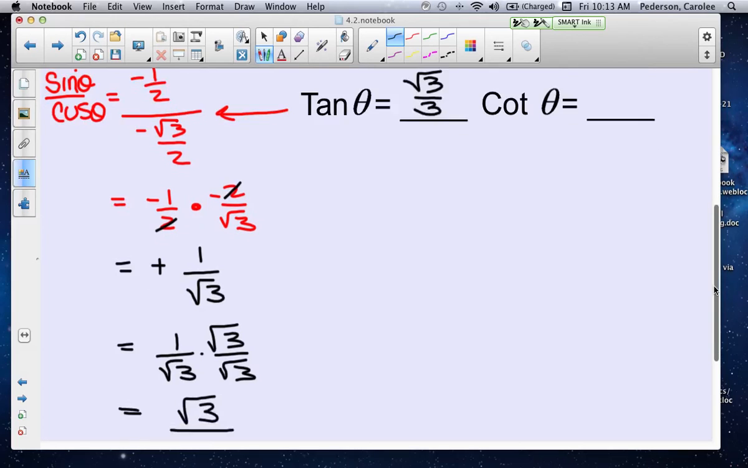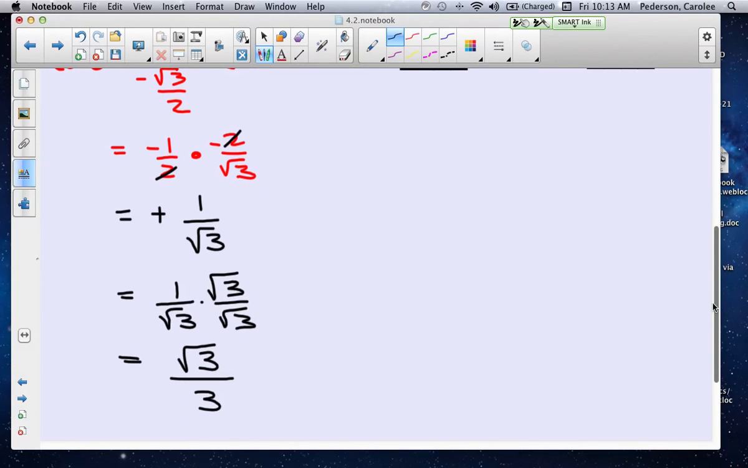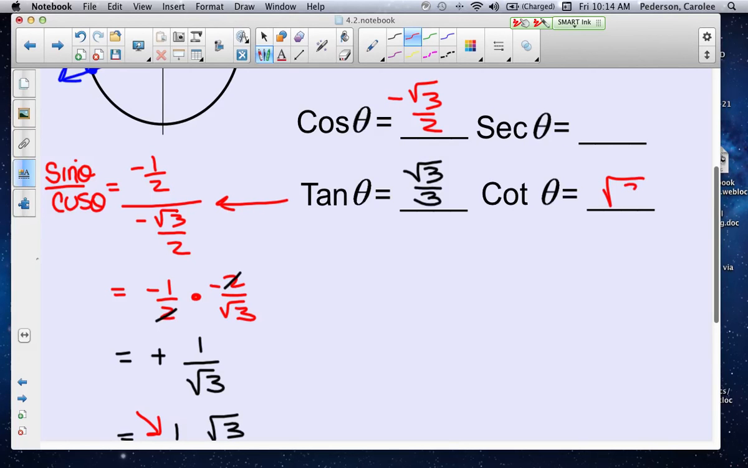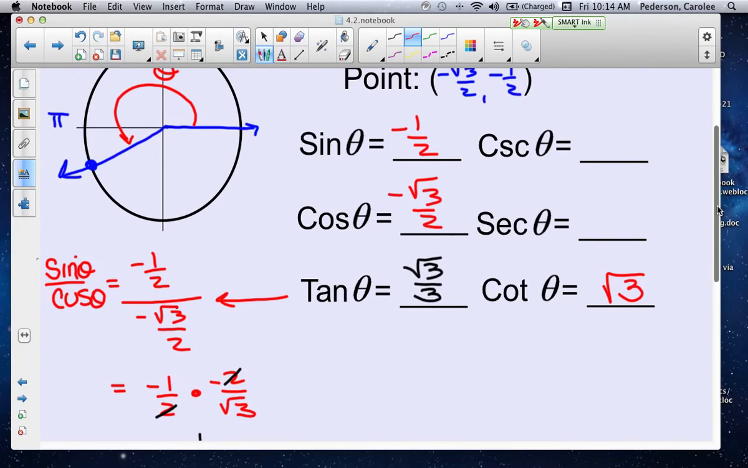Since we're right at the cotangent, would you want to flip this one? No. I would flip that one. Then you have to rationalize again if you flip the bottom one. So what will be our cotangent then? Square root of 3 over 1 or square root of 3. All right, now let's do the cosecant and secant. What's the cosecant? Negative 2, yep. Negative 2 over 1, or in reduced form, negative 2.